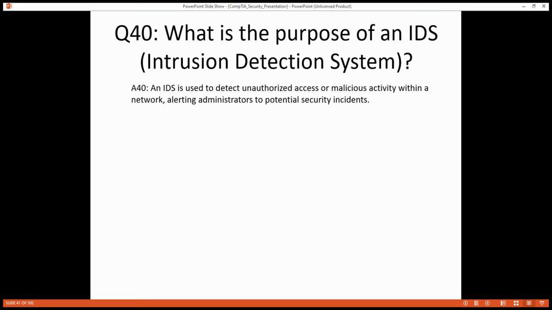Q40. What is the purpose of an IDS, intrusion detection system? A40. An IDS is used to detect unauthorized access or malicious activity within a network, alerting administrators to potential security incidents.